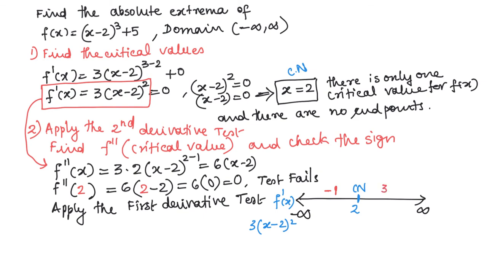Since this factor has a square, even if the test points are negative or positive number, we will always get a positive number. That means this function is always increasing. So the graph of this function will be like that. It will be always increasing except at 2, because at 2 it has a horizontal tangent line. That means this function is always increasing. That means f prime is never negative. There is no maximum and no minimum for this function.